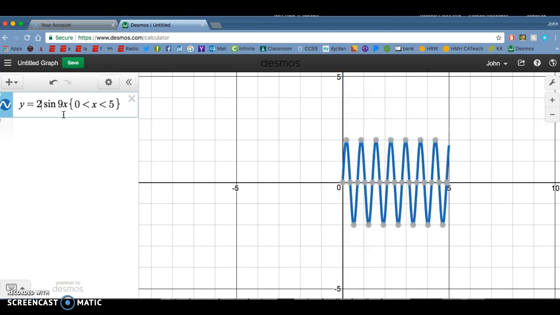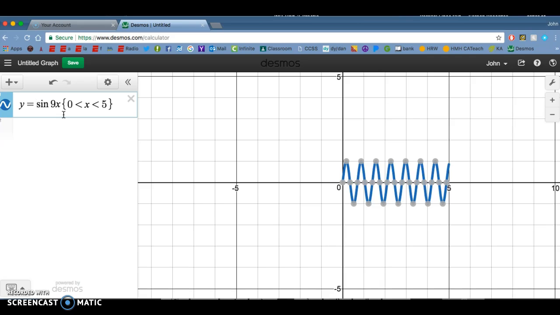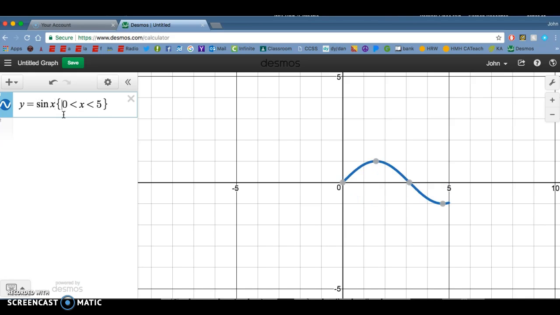So we can change the height, we can change the number of waves that we have, we can reflect it. So we have full power, and let's restrict our domain maybe from 0 to 3. We can do lots of different things there. Reflect it. We can move it up by adding. Move it down by subtracting.